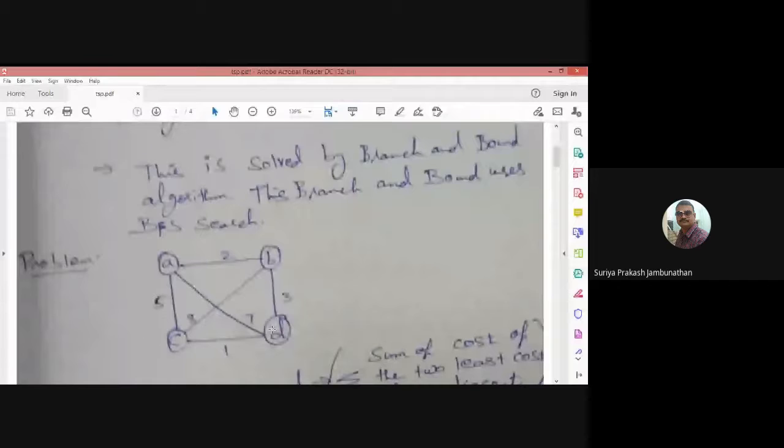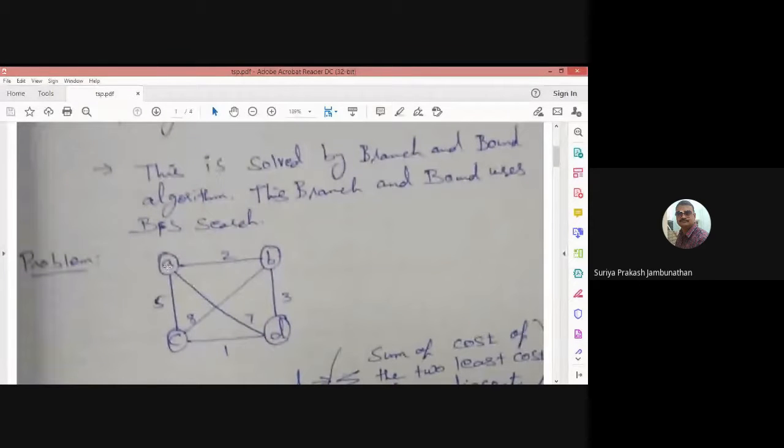So all the nodes have their own distance, and it's a bidirectional graph. It's not unidirectional, it's a bidirectional graph. We can travel from A to B as well as from B to A. So that is the way we can travel in both directions.